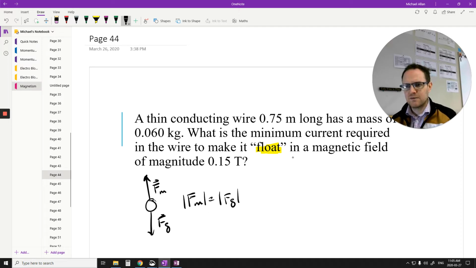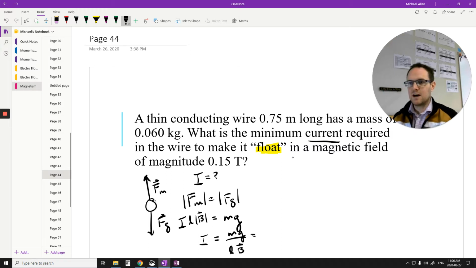So let's figure out if we can find some of these things, like what's the minimum current? So in this question, I'm looking for the I out of the formula ILB. The force of gravity here is just mass times gravity. And I can just rearrange this equation to get I by itself. So it's mg divided by LB. We know most of the stuff here.